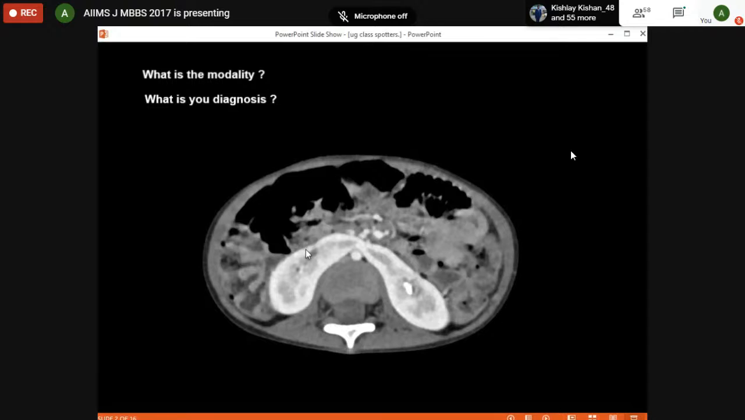So there are many other varieties like crossed fused ectopia and horseshoe kidney. These are all different variants and they are pretty common. So you can see them while doing your scan. They can be incidental also. They can be associated with other anomalies also. So one important thing to remember is that horseshoe kidney is more associated with renal cell cancers. So that is one thing to keep in your mind. So we'll go to the next spotter now.